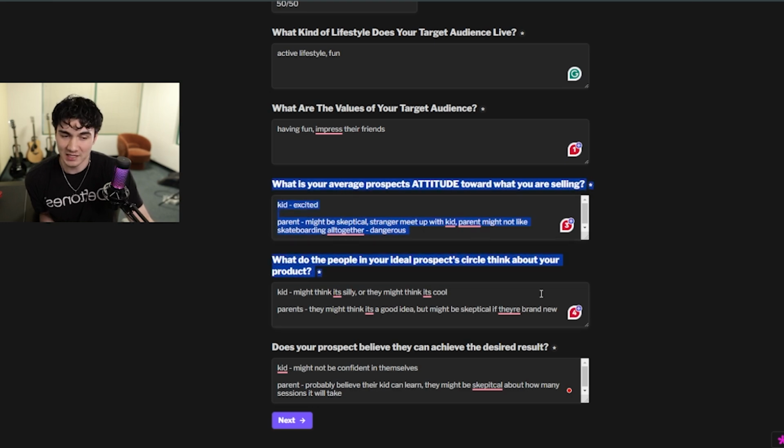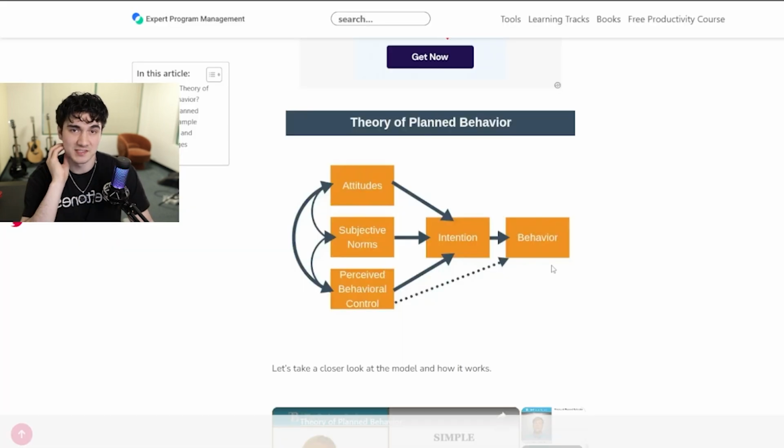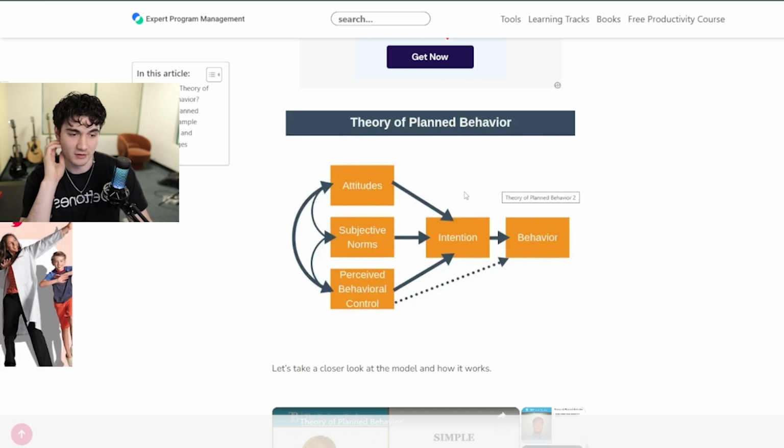And by the way, the reasoning behind asking these 3 questions is this little study called the theory of planned behavior. So this is a graph of the theory of planned behavior. It basically states that the attitudes, the subjective norms, and the perceived behavioral control lead to the intention of purchasing, which then, if all these things are positive, will lead to the behavior of actually purchasing.